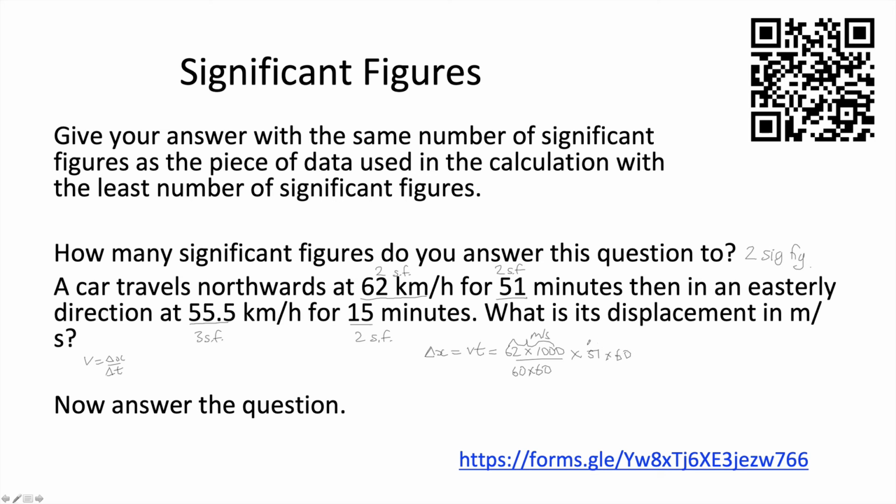So 51 times 60, that's in seconds. So we can say meters per second times seconds. That's going to give us an answer in meters. And so this is going to be 52,700 meters north. And then delta x2, it then goes in an easterly direction, and so that is at 55.5 times 1,000 over 60 times 60 times the time, which is the 15 times 60.